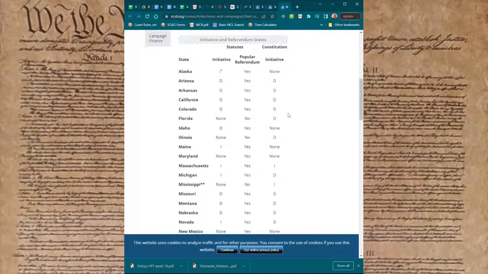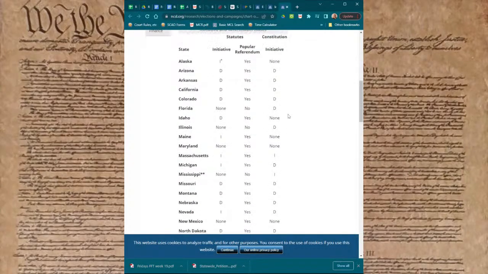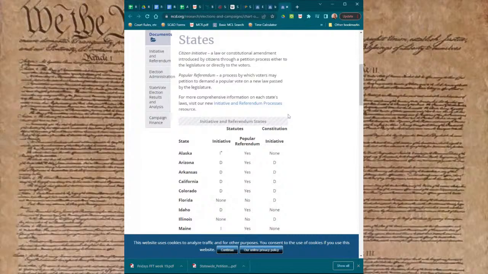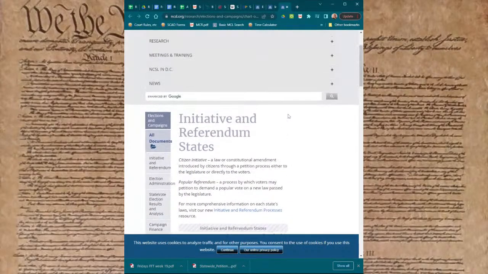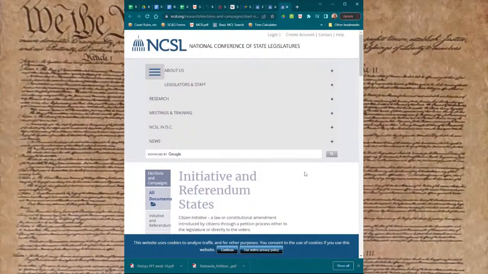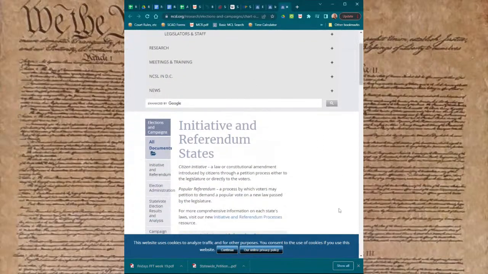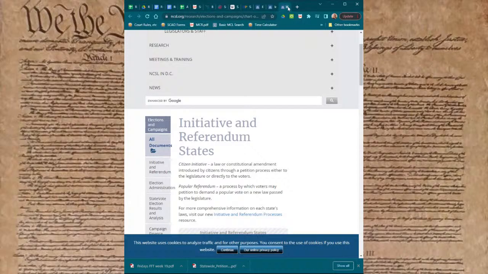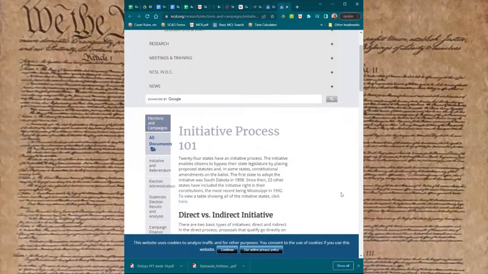But at any rate, if your state is not listed here, it's because they don't have citizens initiative or popular referendums available on a statewide level. So again, I'm not advocating for all the information on this website to be good and valuable, but just what I'm showing you here is the stuff that I have checked out.